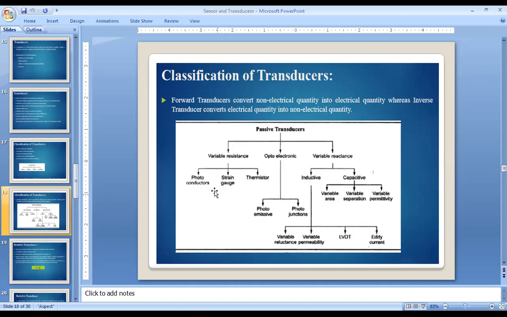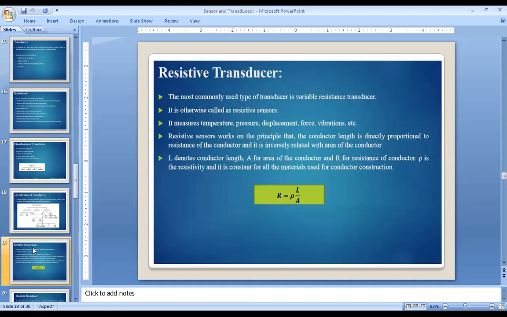So those are the passive transducers, that means they convert change in the parameter with the help of an external source. Okay, so the first one is the resistive transducer. The name indicates that they measure the change in the resistance, and they convert it into an equivalent electrical output voltage or current.